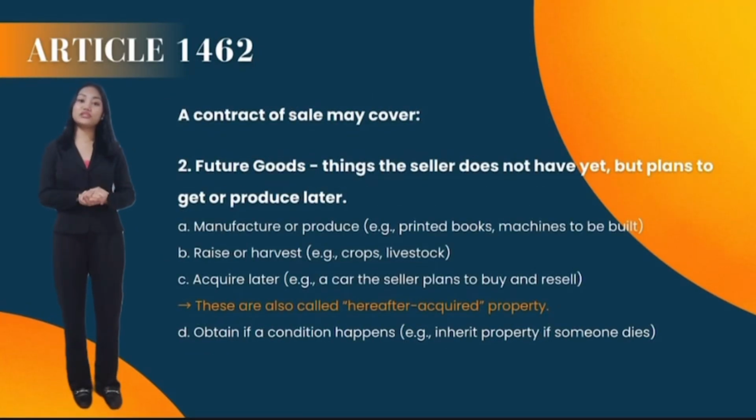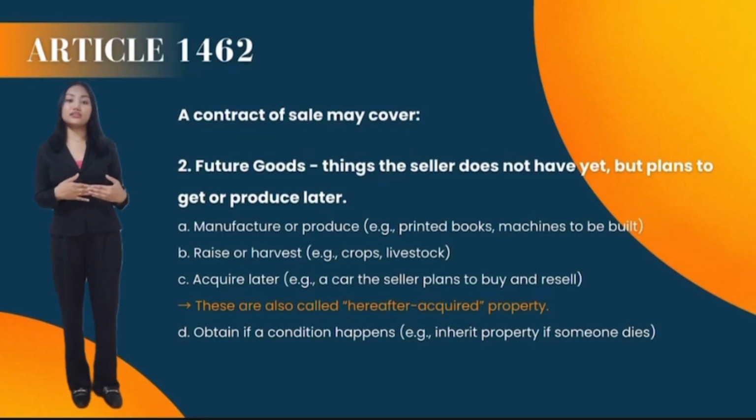Next, we have future goods. These don't exist or aren't owned yet, but the seller promises to get them, produce them, or acquire them in the future. This can include making new products, harvesting crops, or even acquiring something later on, like buying and then reselling a vehicle. The law also allows sales that depend on a contingency, meaning the seller will only acquire the goods if a certain event happens. This is still allowed, but it carries some risk since the sale depends on something uncertain.